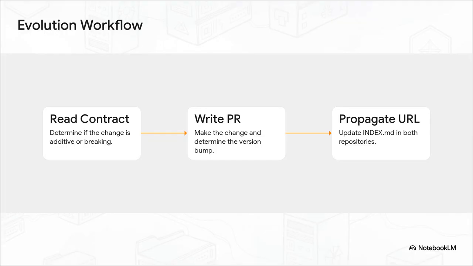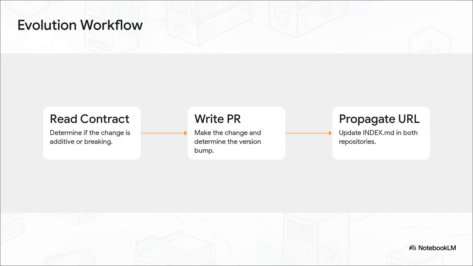So how does this look in practice? Let's walk through a hypothetical scenario. Say you want to add a new DGX research fleet host auth method. First step, read the G08 versioning section. Is this additive or breaking? It's an addition, so that's a minor bump. Step 2, write your PR.